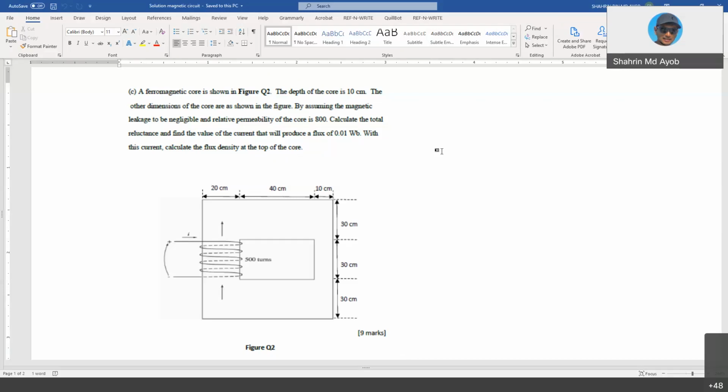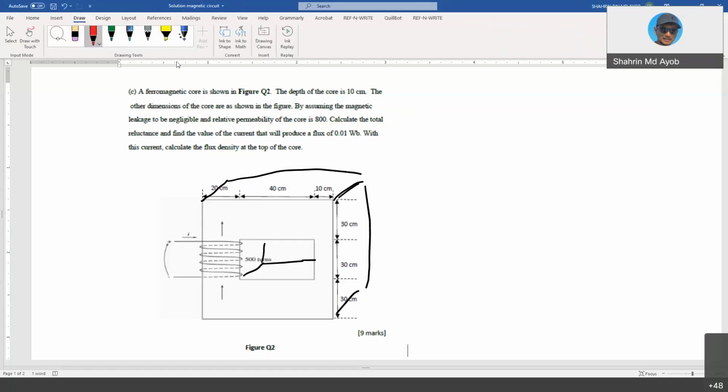The depth of the core is 10 centimeter. What is meant by the depth of the core is that this is actually a 3D object, so you imagine it as a 3D object here. This is the length, which is what is meant by depth. So 10 centimeter. The width of the ferromagnetic core is also 10 centimeter.